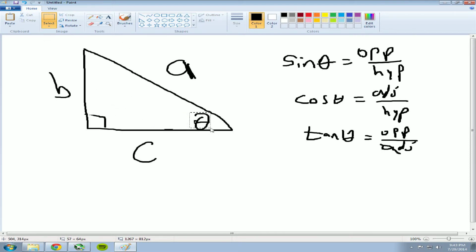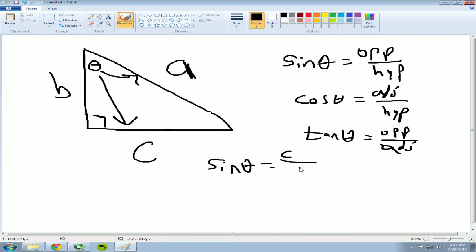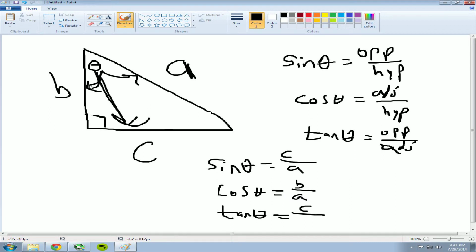Alright, so let's pretend that the sine's up here. Boom. So let's see. Sine of theta is equal to the opposite over the hypotenuse. Cosine theta is equal to the adjacent over the hypotenuse. And tan theta is equal to the opposite over the adjacent. Alright, so hopefully you got down exactly what opposite, adjacent, and hypotenuse is.